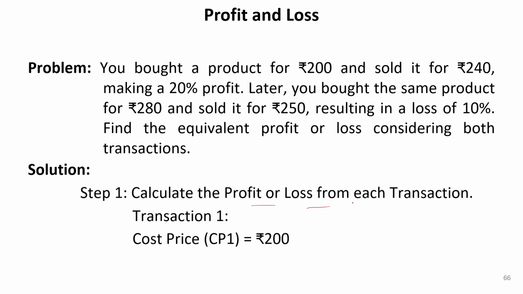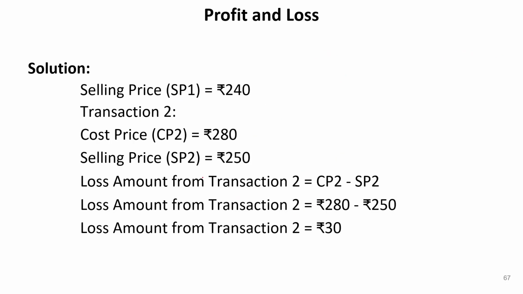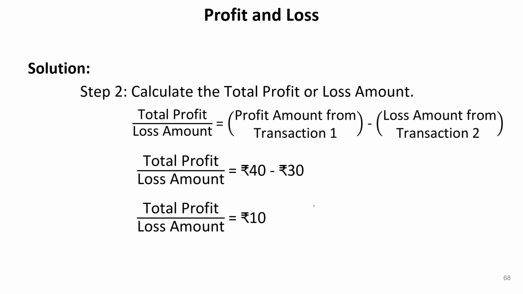So calculating the profit or loss from each transaction. CP1, CP2, SP1, SP2 are as follows. So the loss amount from transaction 2 will be what? CP2 minus SP2, that is equal to 30 rupees, and the profit amount will be 40 rupees. So the total amount is 10, that is the total profit minus the loss amount.